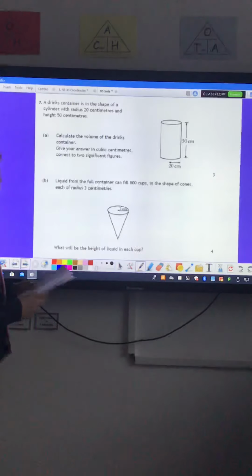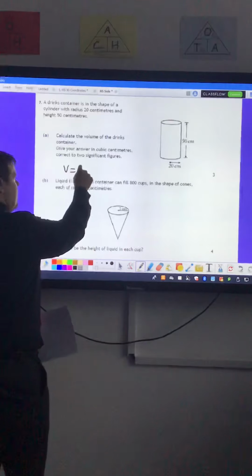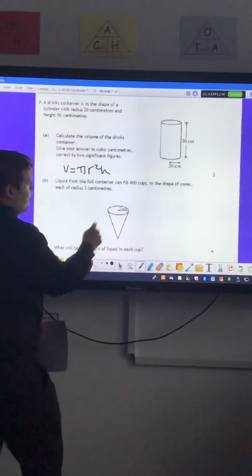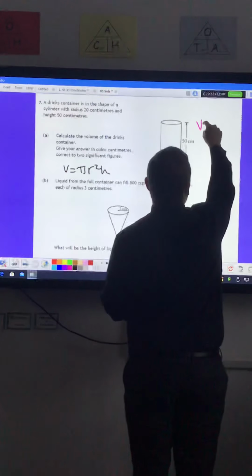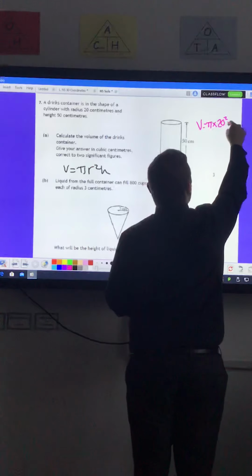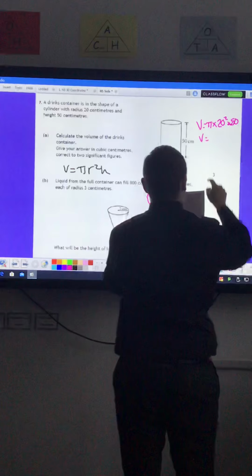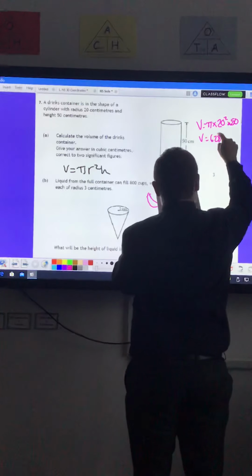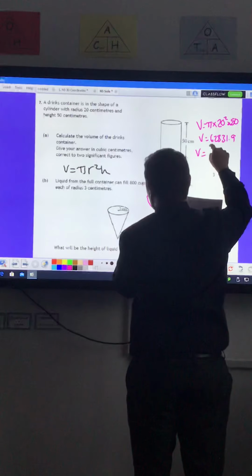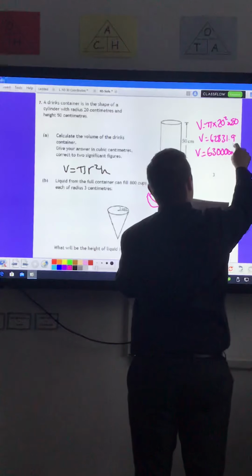Part A, nice question. The volume formula, pi r squared h, one that you don't get given. So what have we got over here? V equals pi times 20 squared times 50. That comes out as 62831.9, which to two significant figures is 63,000 centimetres cubed.